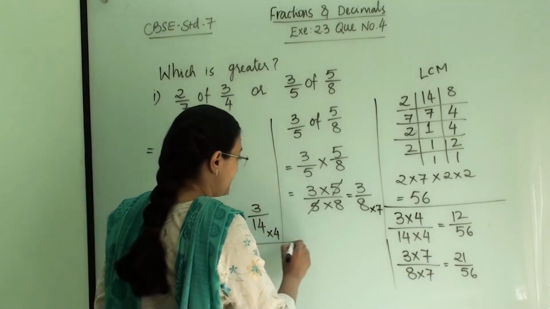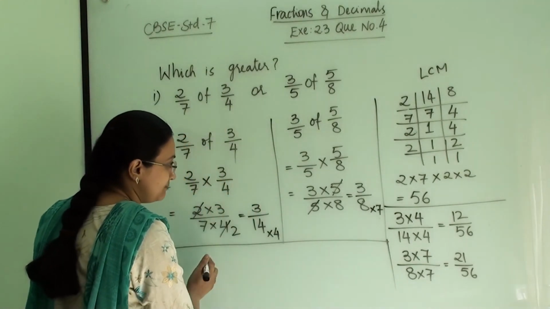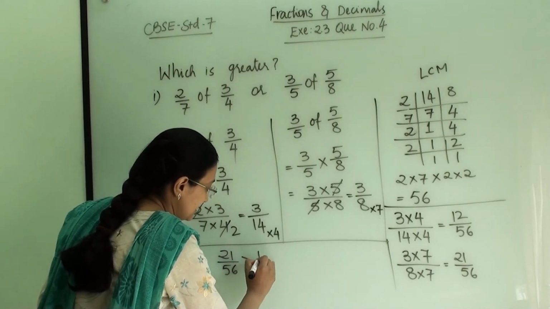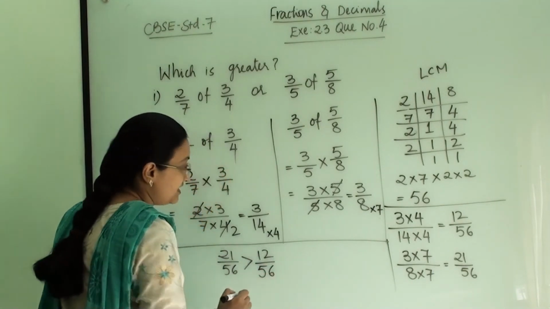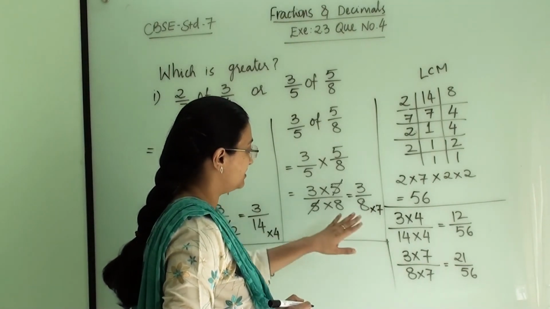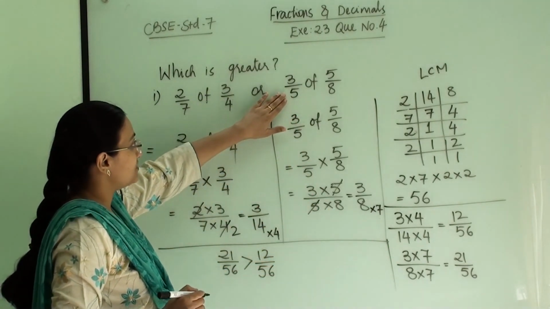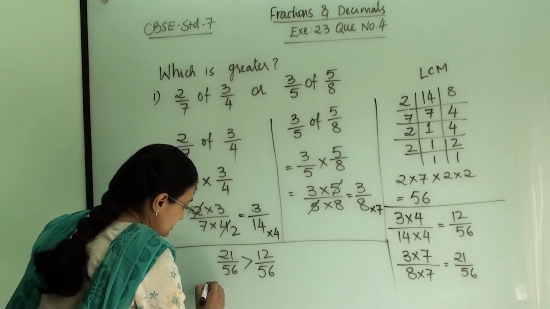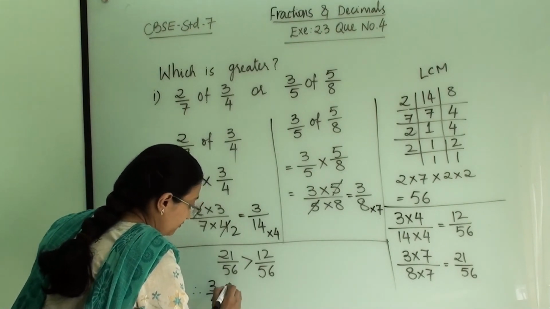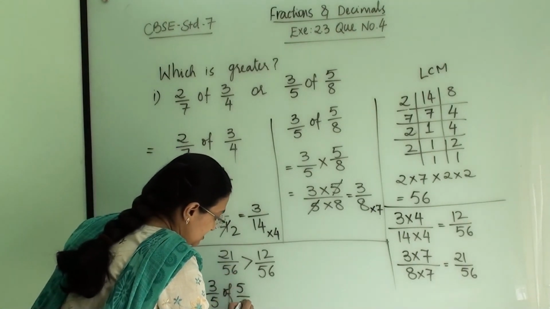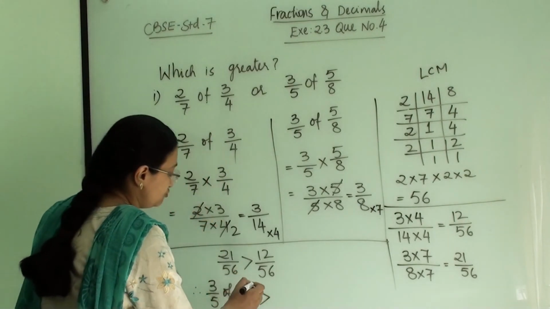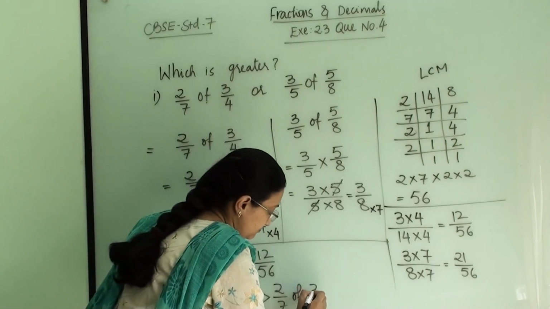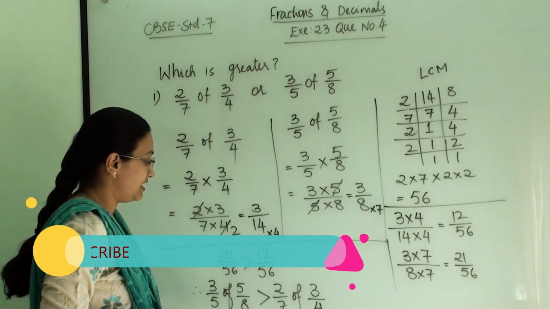So now let us compare them. After comparing them, we will get that 21 divided by 56 is greater than 12 divided by 56. Now 21 is the second term, this term. So the second term is greater than the first term. So the second term, 3 by 5 of 5 by 8, is greater than 2 by 7 of 3 by 4. That is how we will answer this question.